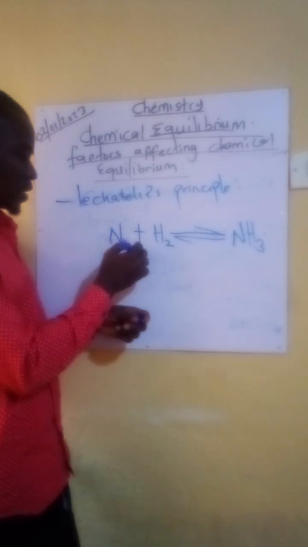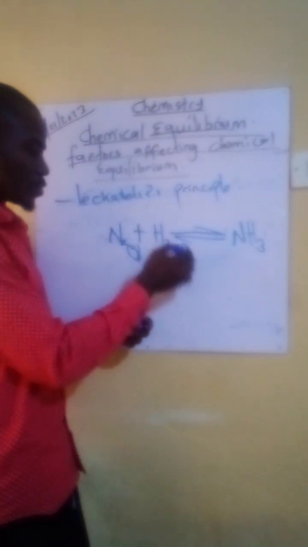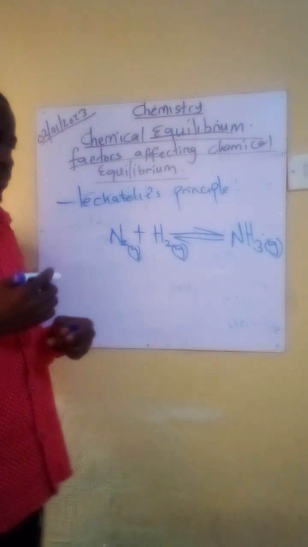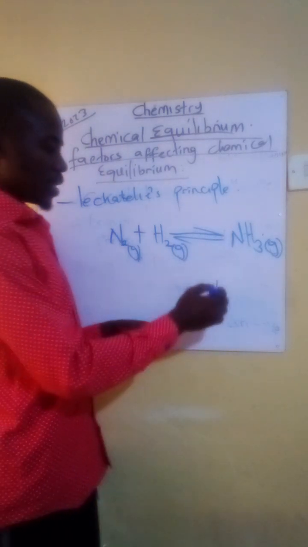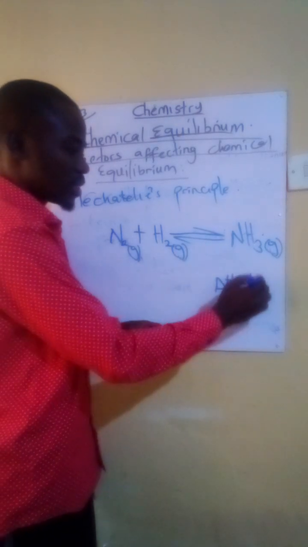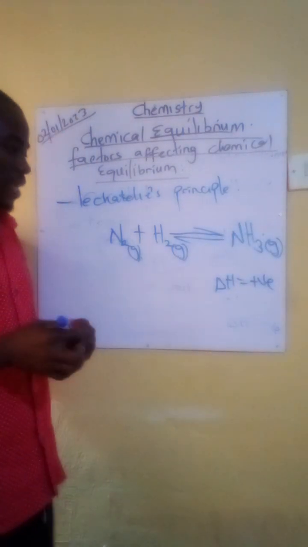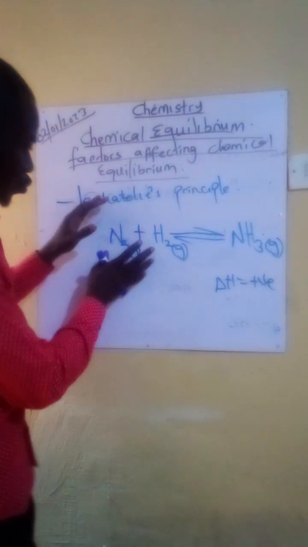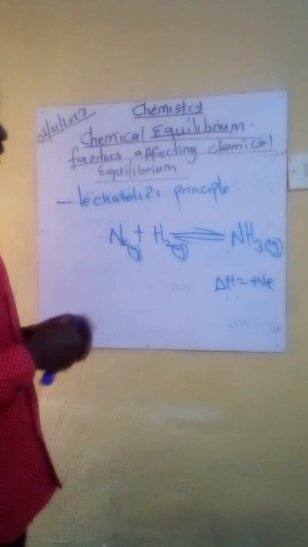Okay, this is in a gaseous form. This is also in a gaseous form. This is also in a gaseous form. So, let's say it's an endothermic state. For it to be in equilibrium, it has to be in endothermic state.